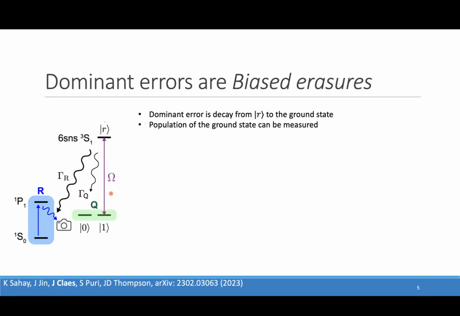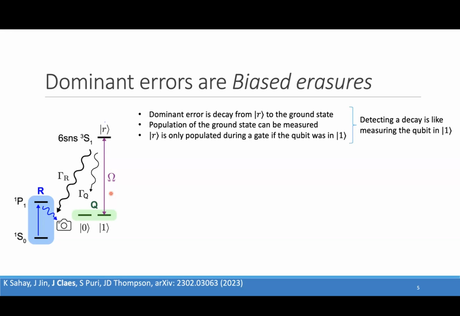And what this means is that if we do this 2-qubit gate and then measure the population of the ground state, we can know whether this error happened or not. And finally, and this is very important, this is the unique feature of this gate: we know that the Rydberg state would only ever get populated if we started in the 1 state. Which means the ground state will only ever get populated if we had been in the 1 state. Overall, we can say that detecting a decay, detecting population in the ground state, is like accidentally measuring your qubit as being in the state 1. The qubit's now gone. You've destructively measured the qubit to be in 1.